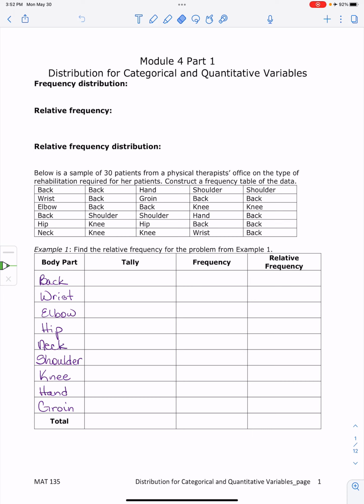These are the Module 4, Part 1 notes, distributions for categorical and quantitative variables. So a couple of definitions at the top and then mostly examples on this.